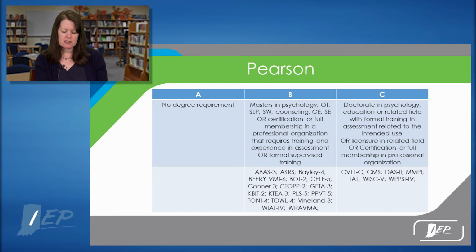So you can also see that some of the things that fall into that C level for Pearson include different IQ tests, some of the more intensive kind of projective measures for personality assessment, some of the neuropsychological kinds of tests, and then some of the tests that are used in much more of a clinical setting, such as the MMPI, things that tend to be used not necessarily in schools.